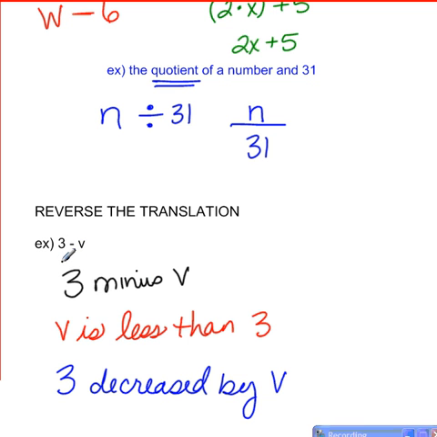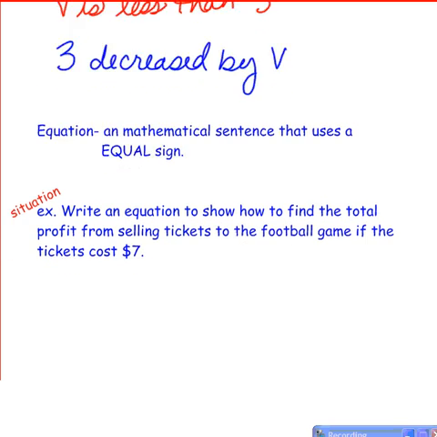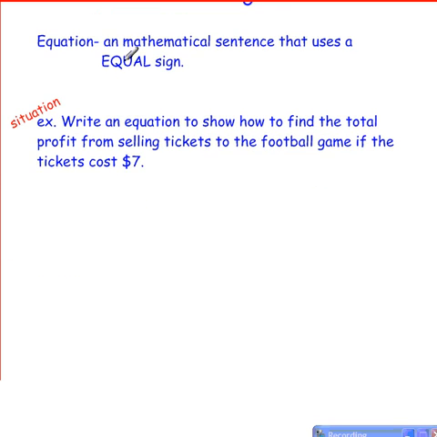Now, what if you had an algebraic expression and you had another symbol that joins that? That symbol I'm referring to is an equal sign. So what does that make the algebraic expression? It turns it into an equation. So take this equation, a mathematical sentence that uses an equal sign.